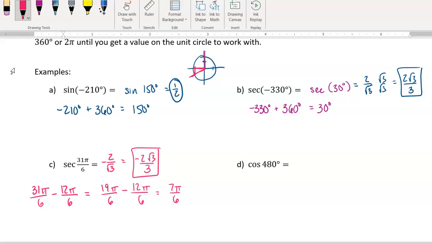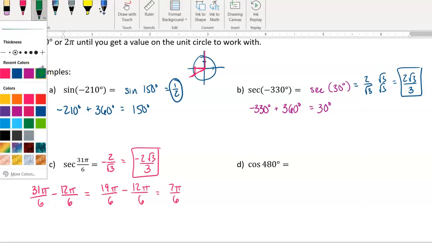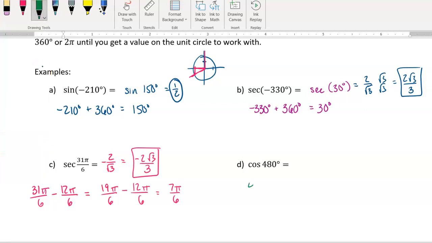So that one's bigger than 360. So we're going to subtract 360 this time. That gives 120. So that's nice. So this is coterminal with the cosine of 120 degrees.